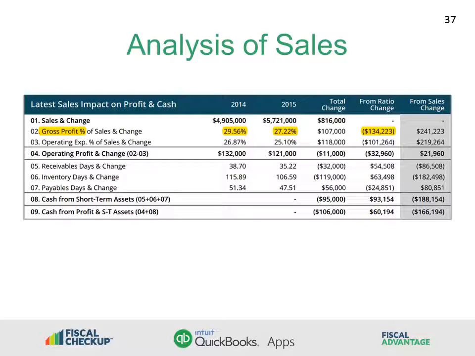It appears that one of the keys to the loss is cost of goods sold. The margin erosion for this account negatively impacted profitability by over $134,000.